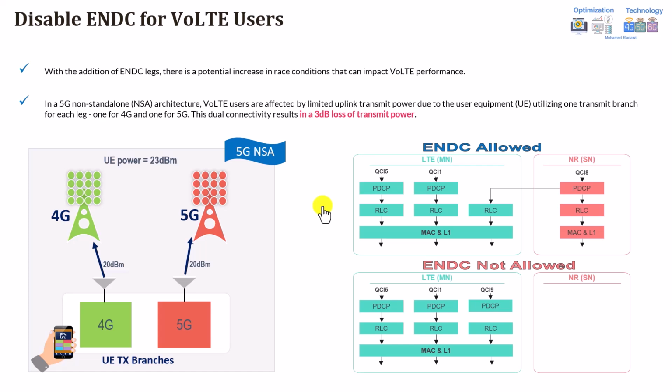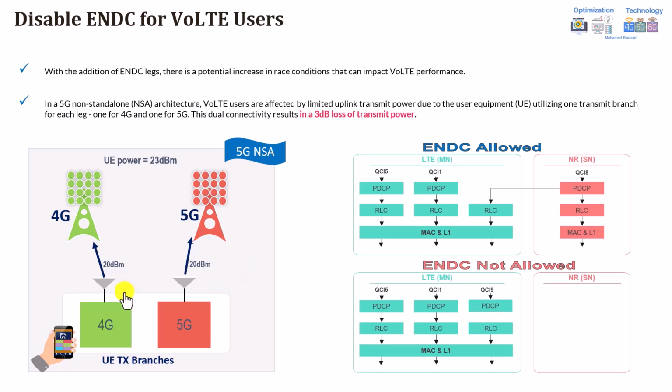Why? Because of the first point again, which we just highlighted: the power will be split between one leg being transmitted on 4G and one leg for 5G NSA. So again, you will lose around 3 dB. So this is limiting your uplink coverage, and this is the main reason. So in this case, it's not recommended to enable ENDC for VoLTE users. You are not required to have this kind of splitting, or in general ENDC being allowed for VoLTE users.